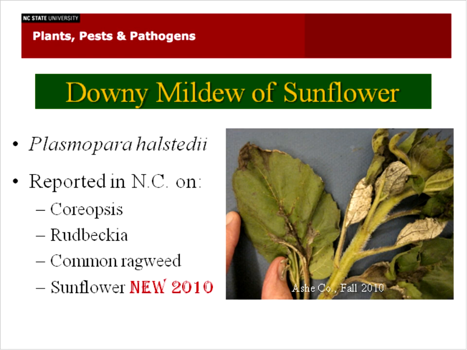And it's interesting that we have reported this in North Carolina on Coreopsis, Rudbeckia, and even on ragweed before, but this is the first time that we've seen it on its headliner host of sunflower. And it's a pretty widely distributed problem, and I'm not sure why we haven't seen it before, except that we don't grow that many sunflowers. And you can see that the tissue that had been yellow here had turned necrotic, and then over here on the underside of the leaves, we can see the white sporulation of the pathogen.